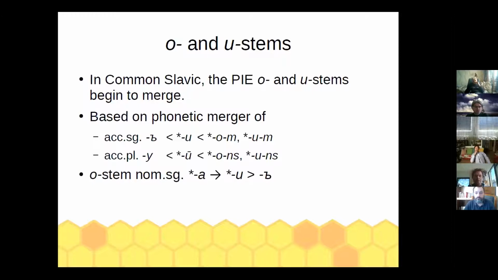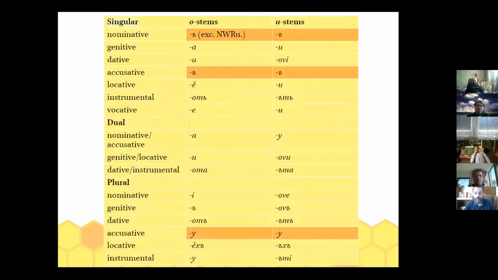As a result of that, the nominative singular of the O stems was at some point replaced by that of the U stems, and the reason for that is probably because it merged with the ending of the neuter, so therefore it was not a very useful ending, and it was replaced by the ending of the U stem. So the Common Slavic situation that arose as a result of this was the following, where you can see that still the O stems and U stems are largely separated. So the nominative singular, accusative singular, and accusative plural endings are identical, but the rest of the endings are different.